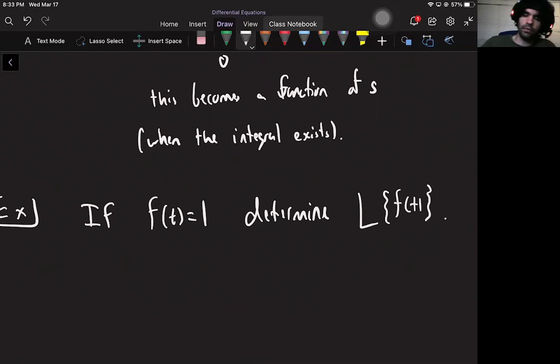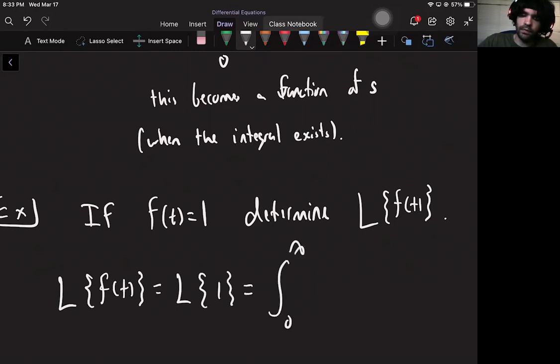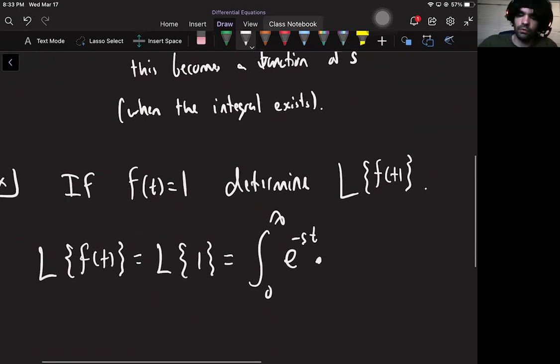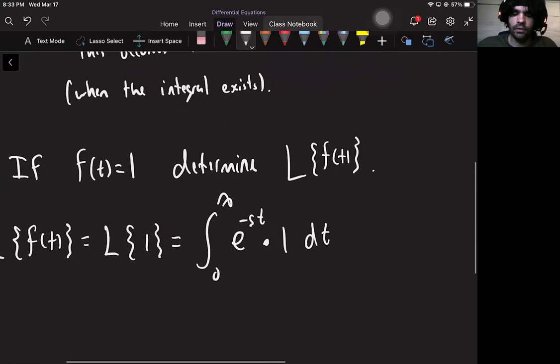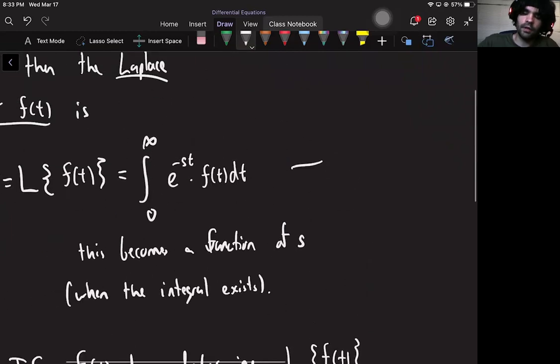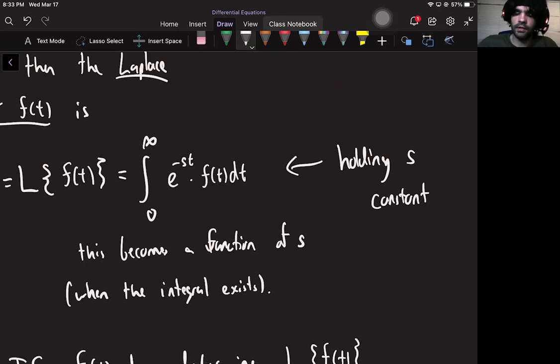Okay. So the solution is to just use this thing. So the Laplace transform of 1 is the integral from 0 to infinity of e to the negative st times the function that you're transforming, which is 1 in this case, dt. And when we calculate this, what we're doing, I should have probably set it up here, is we're holding s constant. So it is a variable, so you get this function of s, but we're holding s constant as we do the integral. So it acts like a number.